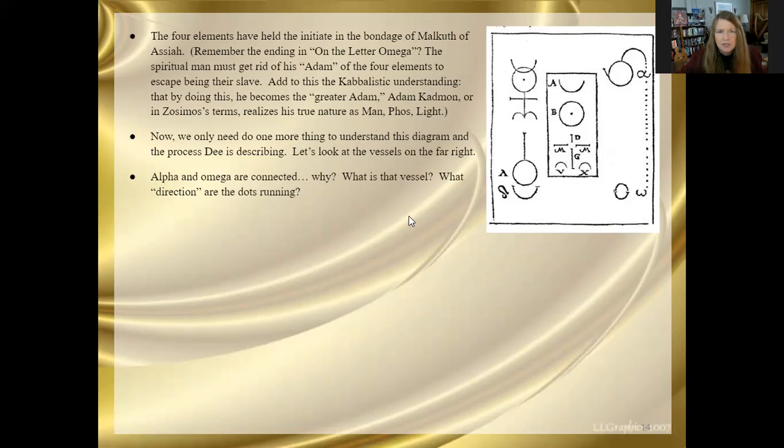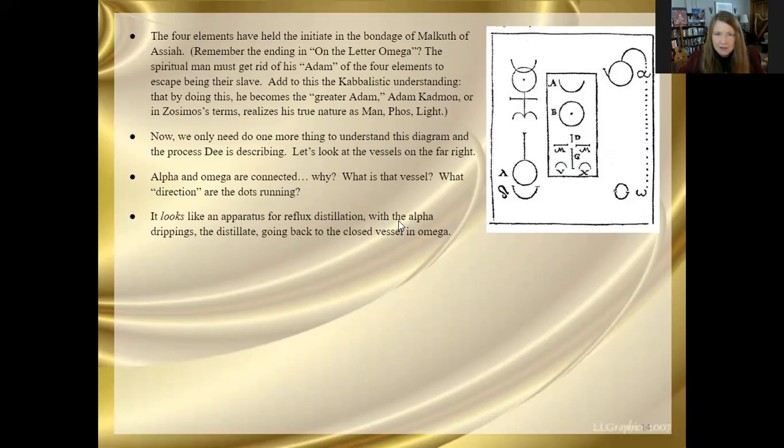Well, we'd assume they're running down, but we don't really know that, except it looks like an apparatus that you would recognize if you were into physical alchemy. It looks like an apparatus for reflux distillation. And thanks to Alan Moore for pointing that out, since he's more into reflux distillation than I am.